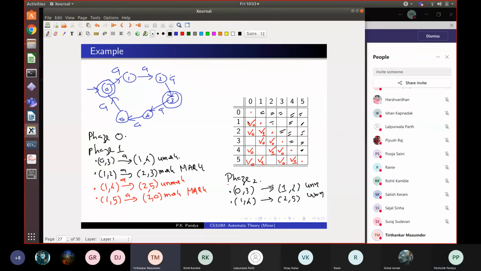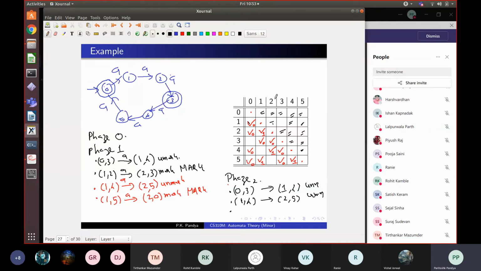There's a mistake, because in phase 1, 1,4 goes to 2,5, and then in the diagram we marked 2,4 as equivalent to 1. No, sorry, which transition are you talking about? 1,4 goes to 2,5. Now what about 2,5? It is unmarked. So we don't mark 1,4. In phase 2 also, 1,4 remains unmarked.